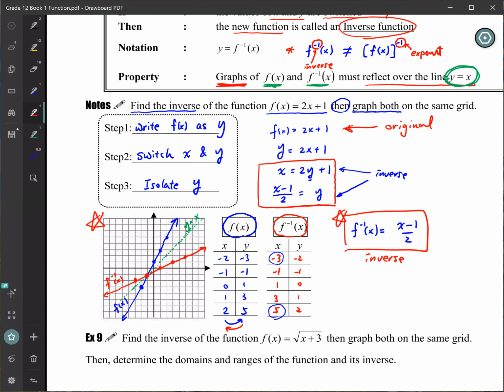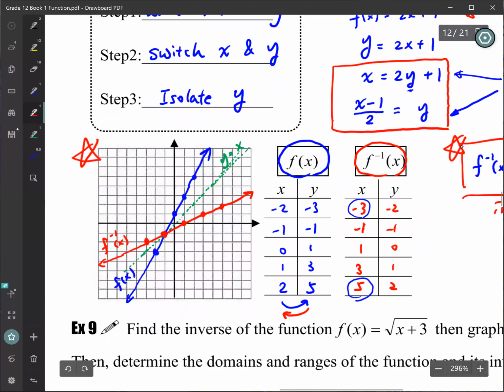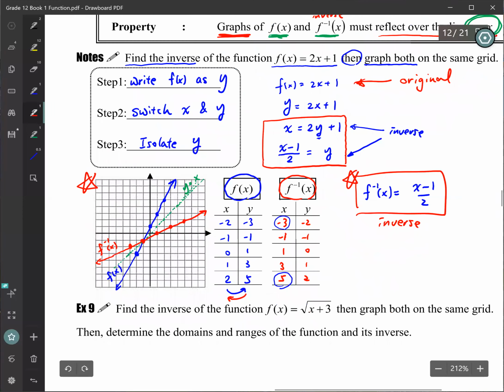F of x as y. Okay, Vicky, are you saying? Okay, switch x and y. Isolate y. Okay, graphs reflect over y equals x. Okay, very good. Okay, what that means is the green line, the inverse and the original, will reflect over the green line. The green line is y equal x. Okay, good job.